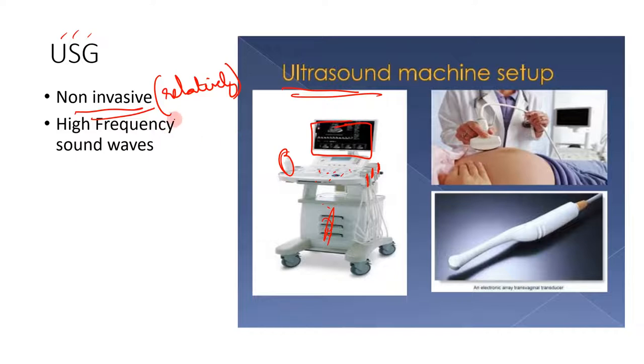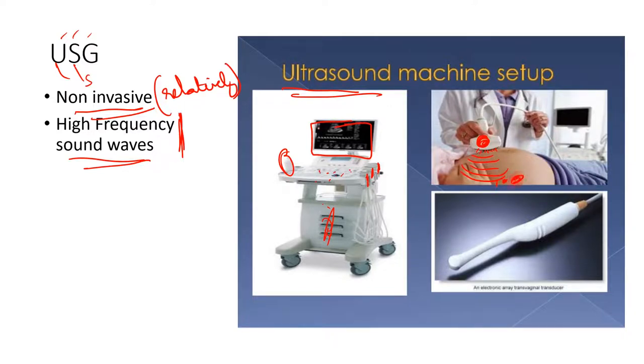Okay, what is the principle? The principle is you are using high frequency sound waves. As you know, ultrasound is basically sound waves, but high frequency, that is, the frequency is above the audible range. So you can't actually hear the sounds, but it is produced by this probe. The probe will produce that sound, and that sound will be transmitted down and will create echoes on interfaces.